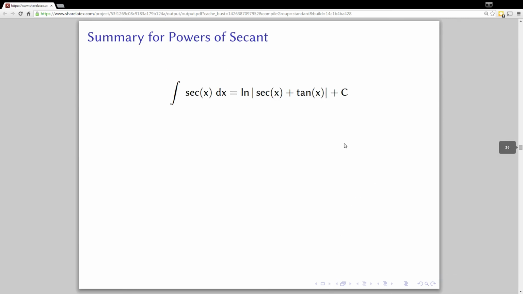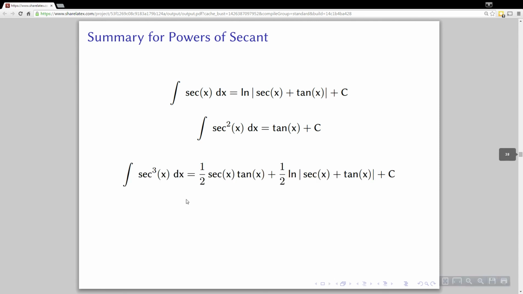So just recapping the powers of secant. The integral of secant is natural log absolute value of secant x plus tangent x. You need to memorize this one. Secant squared, you should already have this one memorized. Secant cubed, you need to memorize this one. Like I said, this one is complicated enough to where it's worth it to memorize it, and it comes up enough in practice that also makes it worth it.